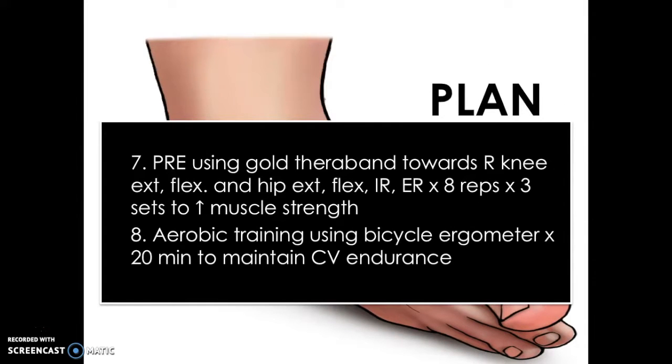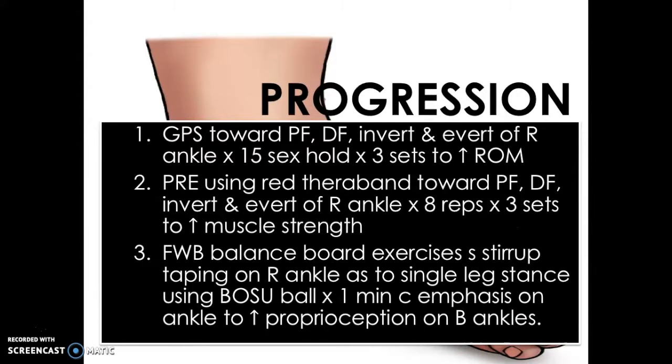After that, PREs with gold TheraBand towards right knee extension, flexion, and hip extension and flexion, IR and ER to increase muscle strength of related joints. Aerobic training will also be done using the bicycle ergometer to maintain cardiovascular endurance. For the progression, when pain and swelling have subsided, we can progress the patient to return to function phase.